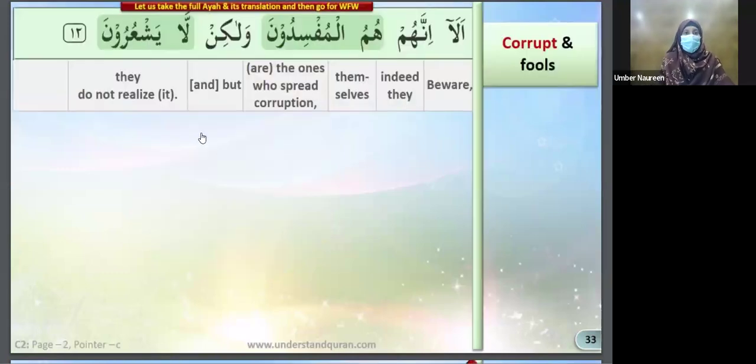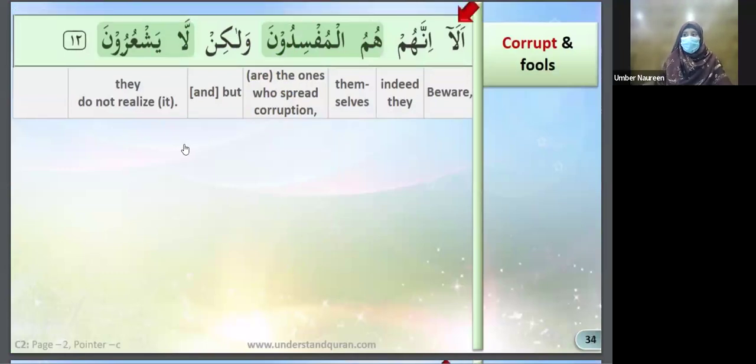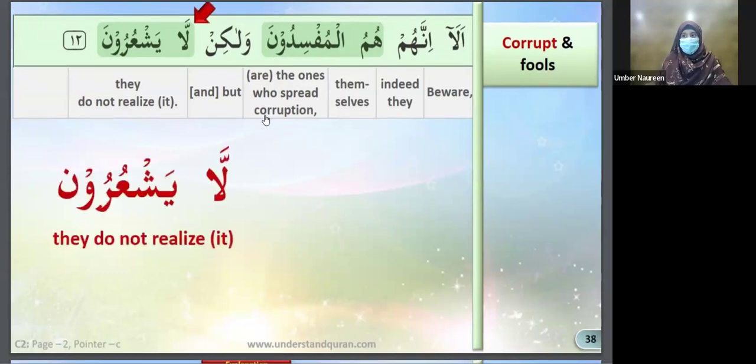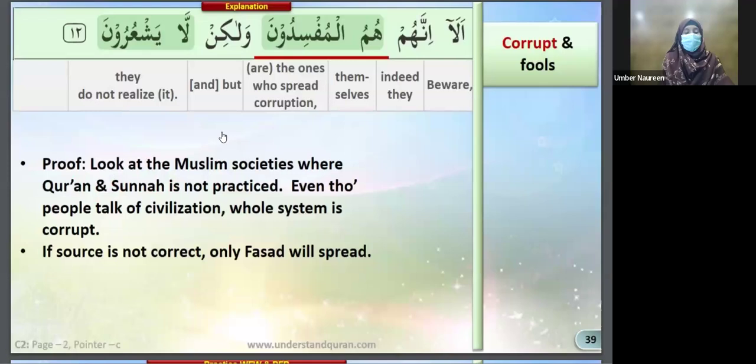Now, next ayah. Ala, beware. Innahum, we know there are two parts: inna, indeed, and hum, they. Indeed, they. Hum again is here for the stress, themselves. Al mufsidun are the ones who spread corruption. They say that they are not spreading corruption, but they are spreading corruption. Walakin, and but, la yash'urun, they do not realize.